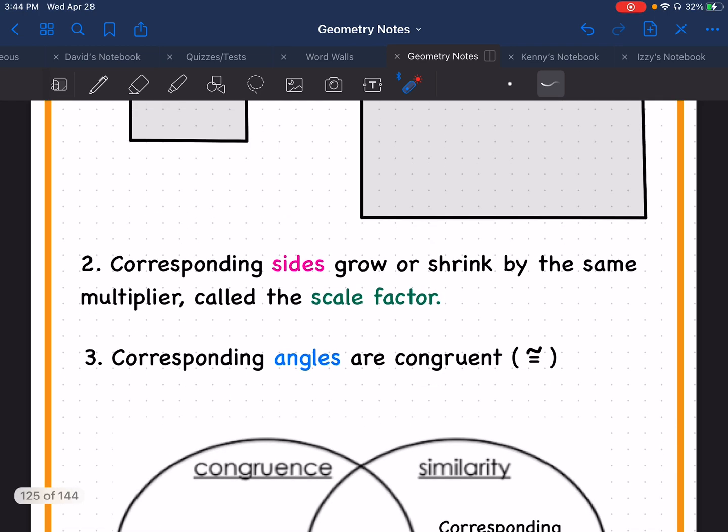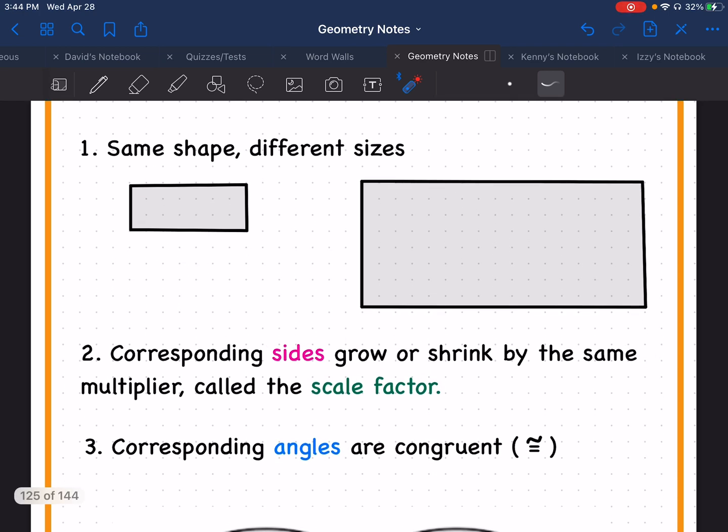All right, and the corresponding angles are congruent. Notice my 90 degrees does not change. In any of the corners, it doesn't matter. It's going to stay 90 degrees.